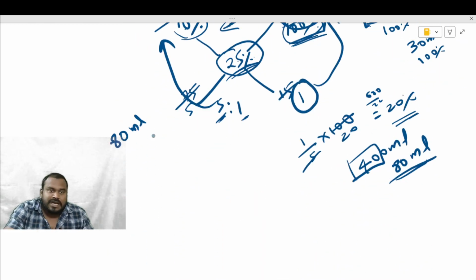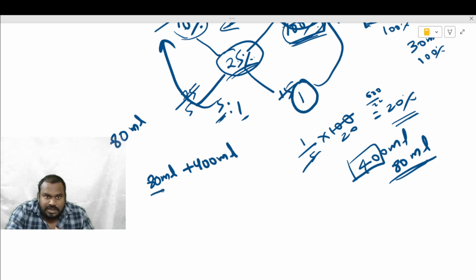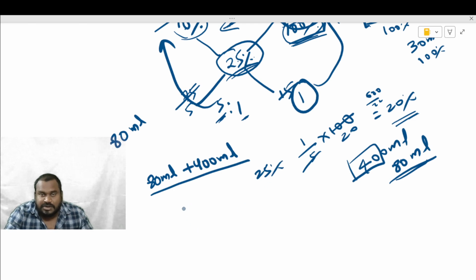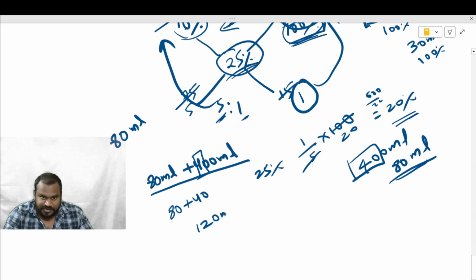So now if I add 80 ml of pure alcohol into the mixture, which is already 400 ml, we know, then it will become 25% alcohol. Now I'll say how. Here in the mixture, already 10% is alcohol, right? 40 ml. So 80 ml plus 40 ml, how much did it come? 120 ml.